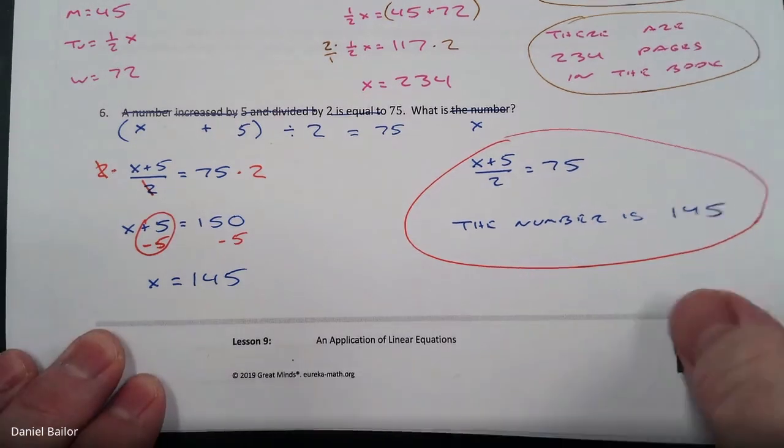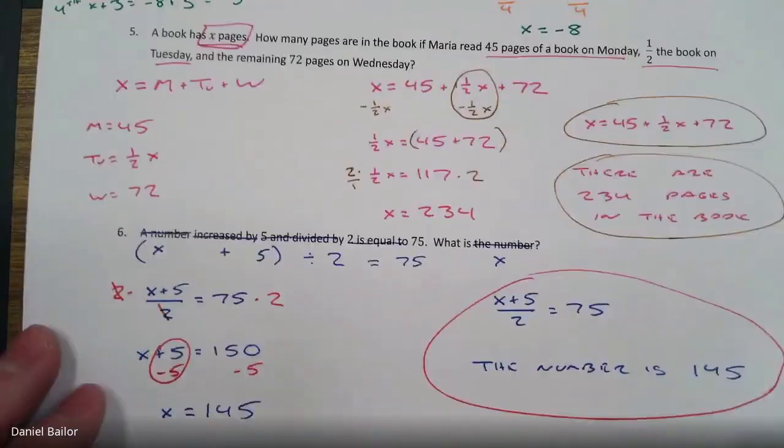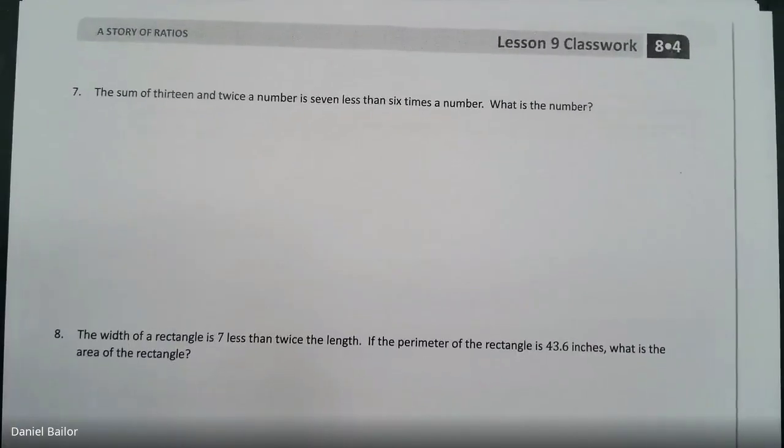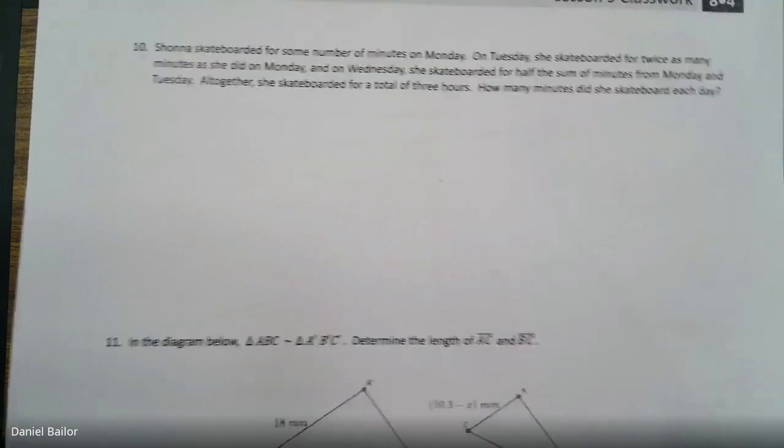So those are 4 exercises. Let's go to page 83 to see what else we have that could be fun. We have exercises 7, 8, and 9 on page 83. And on page 84, we have exercises 10 and 11.